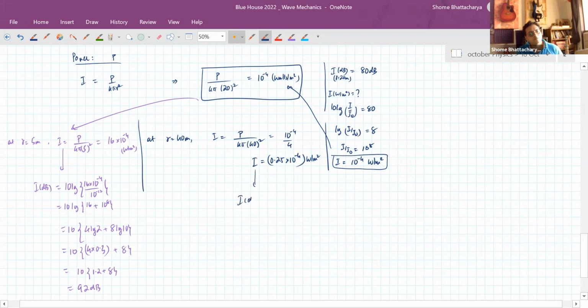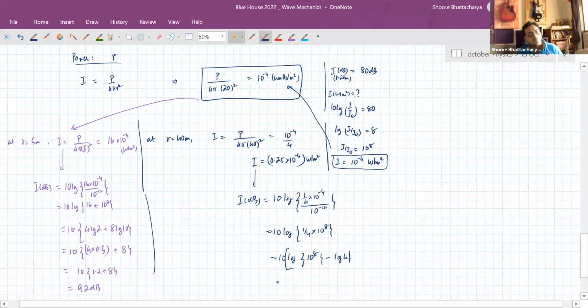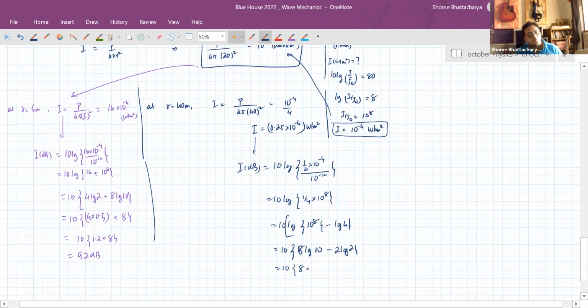And similarly, this one, when we convert to decibels, it is 10 log 0.25 into 10 raised power minus 4 divided by 10 raised power minus 12. So it is 10 log 1 by 4 into 10 raised power 8. So it is 10 log 10 raised power 8 minus log 4, so 8 log 10 minus 2 log 2. That is how you get 74 decibels.